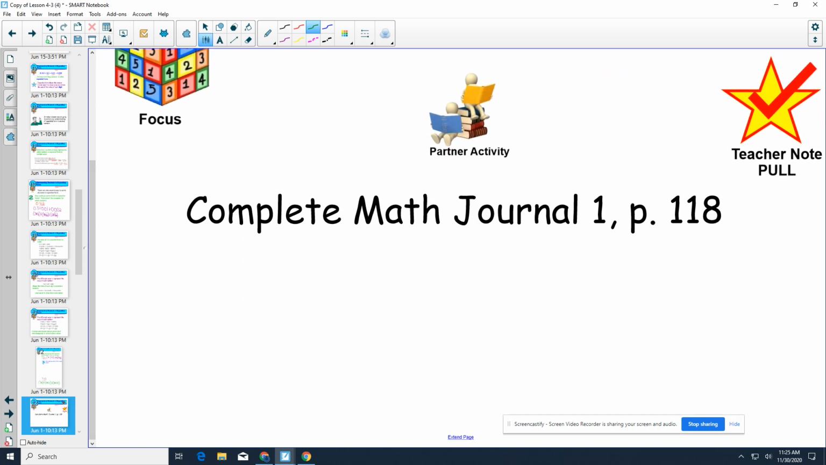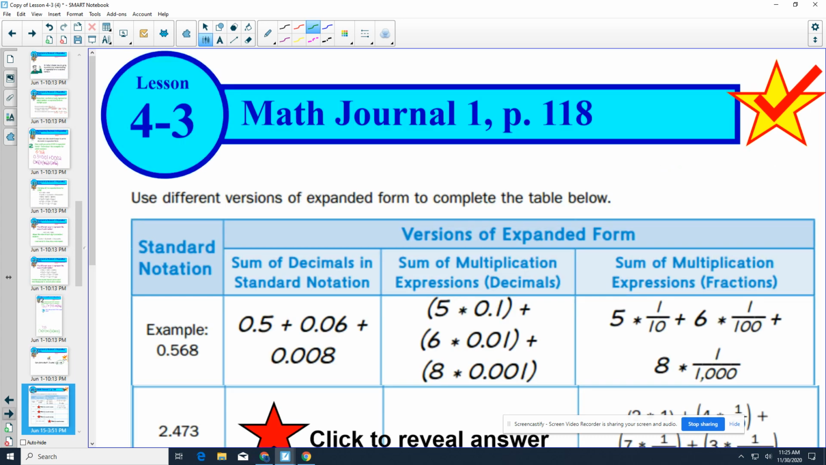Okay, so at this point you want to pause the video and you want to make sure you get your math journal and you complete page 118. After you've completed that, then come back to the video.